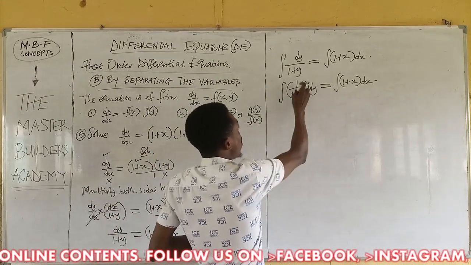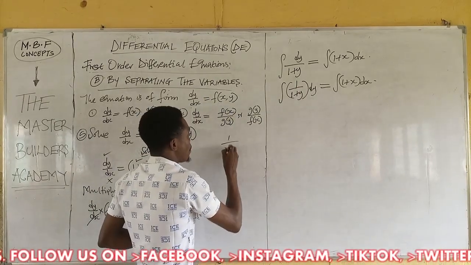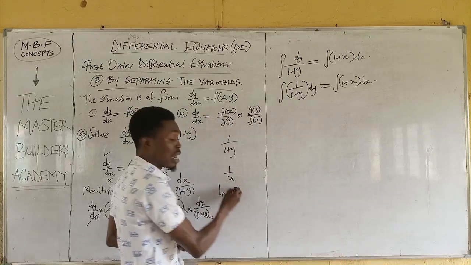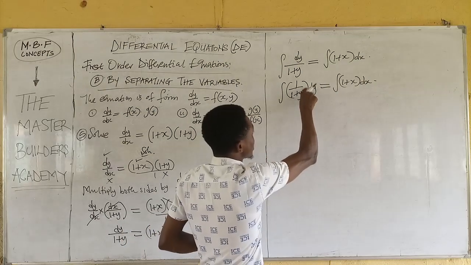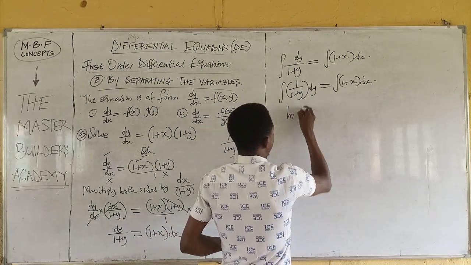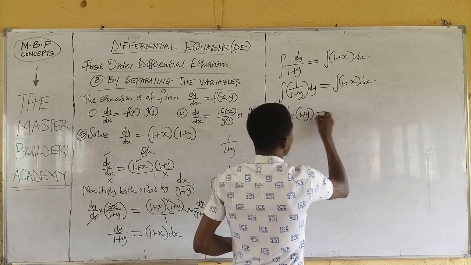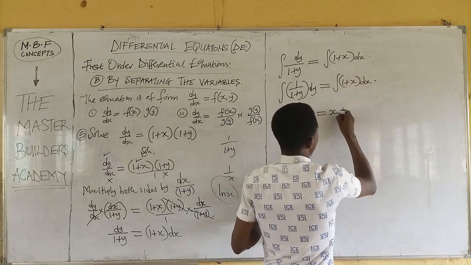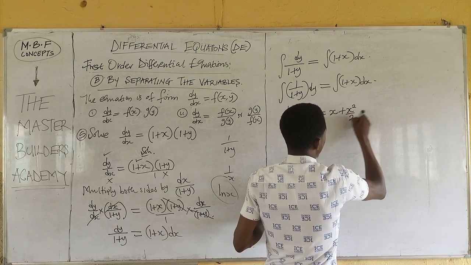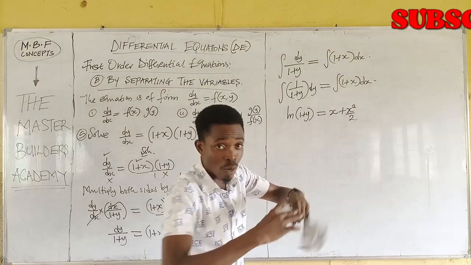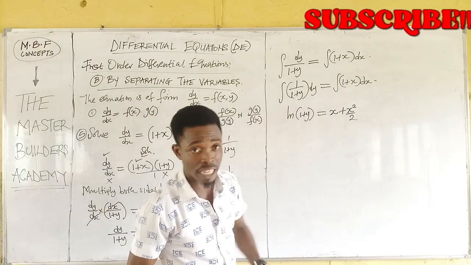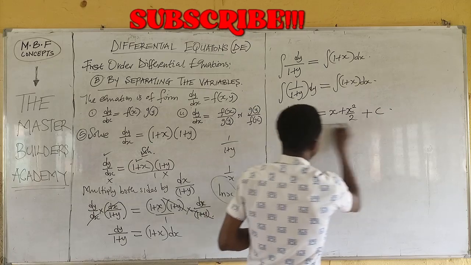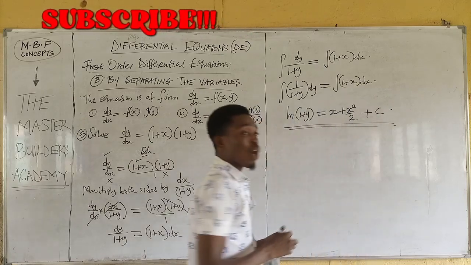Therefore, integrating 1 over 1 plus y is the same thing as integrating 1 over x, and you know that when we integrate 1 over x we get ln x. So when we integrate 1 over 1 plus y, we are going to have ln of 1 plus y. It's going to be ln of the denominator. When we integrate 1, we are going to have x, and when we integrate x, we are going to have x squared over 2, because the power of x here is 1. Then you add 1 to it, which will now become 2, and divide the function by 2. Then plus c. It's as simple as this. Guys, this is the answer to question number 5.